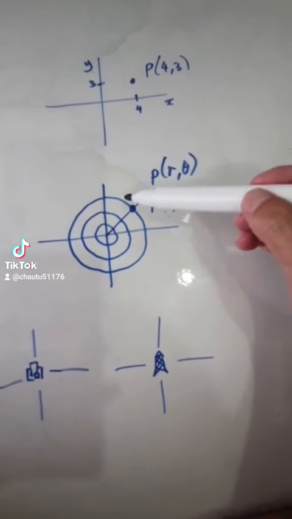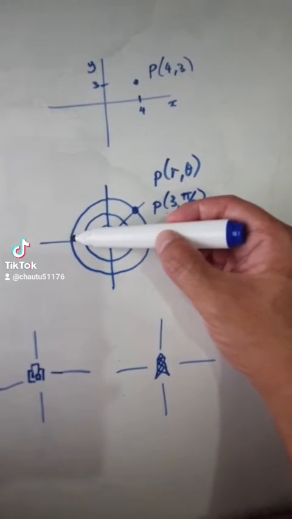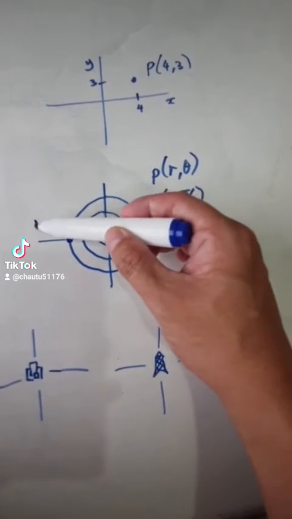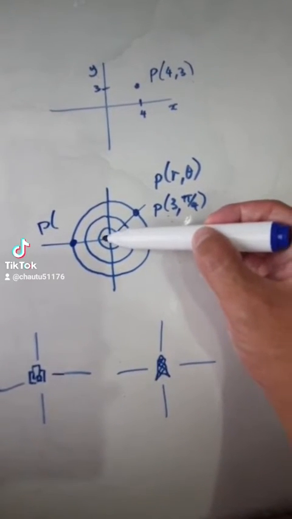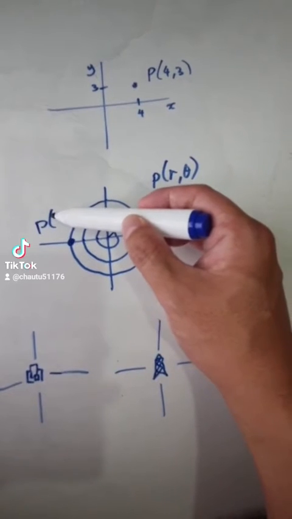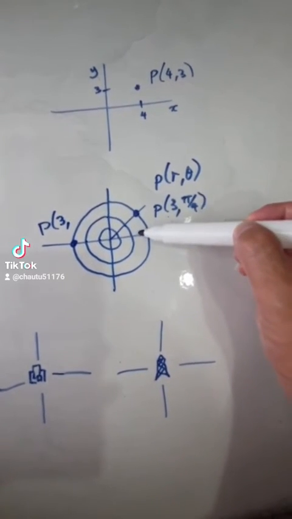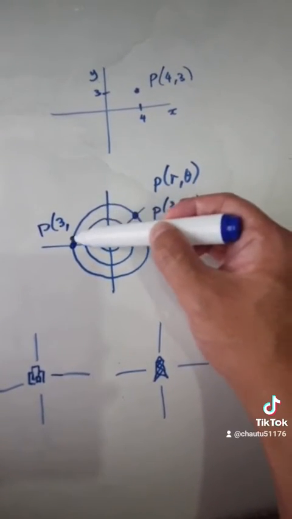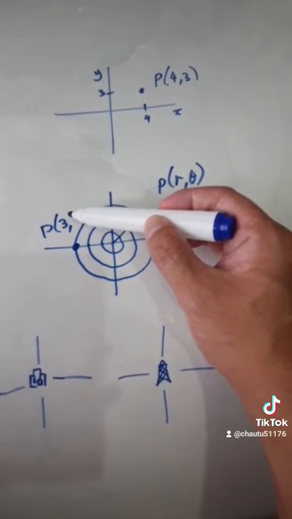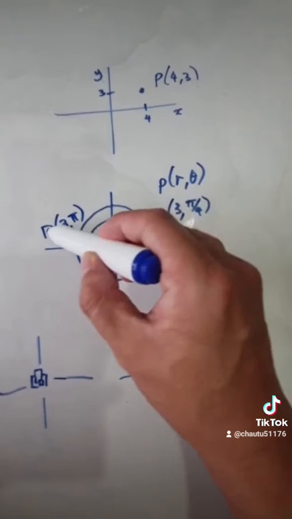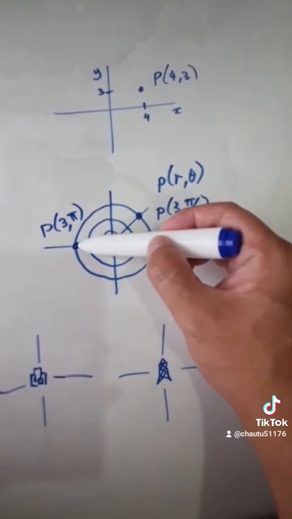Let's say you've got a point right here. You can reference this point by stating the radius. The radius would be 1, 2, 3, and then comma, what is this angle all the way around here? Well, all the way around here is 180 degrees, known as pi. So this point here, 3 comma pi, references this point.